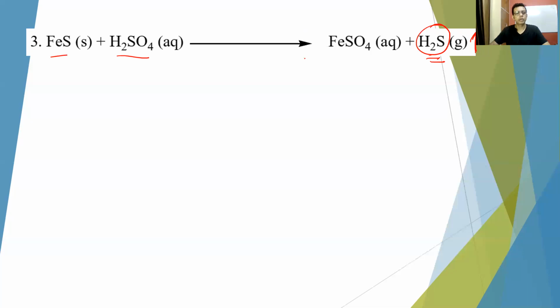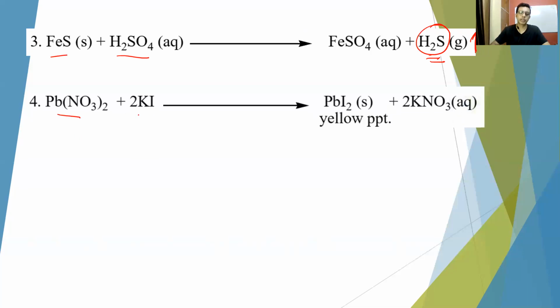Then we'll talk about the reaction between lead nitrate and potassium iodide. So when lead nitrate, which is again colorless, and potassium iodide, a colorless compound, are mixed together, it gives lead iodide, which will give you a bright yellow color precipitate. So this is another example of a precipitation reaction.